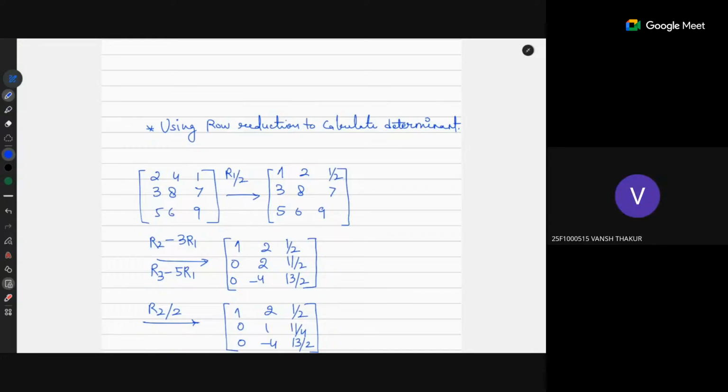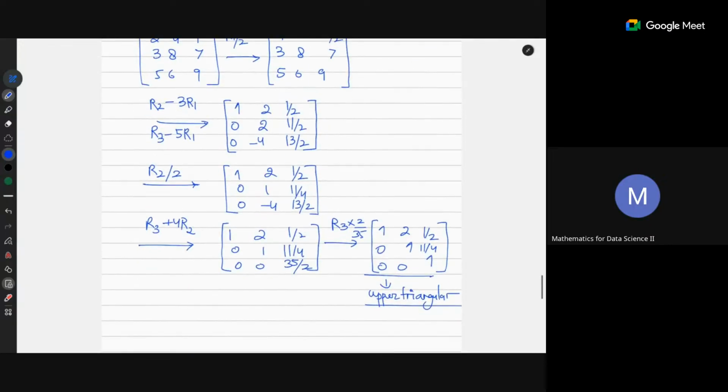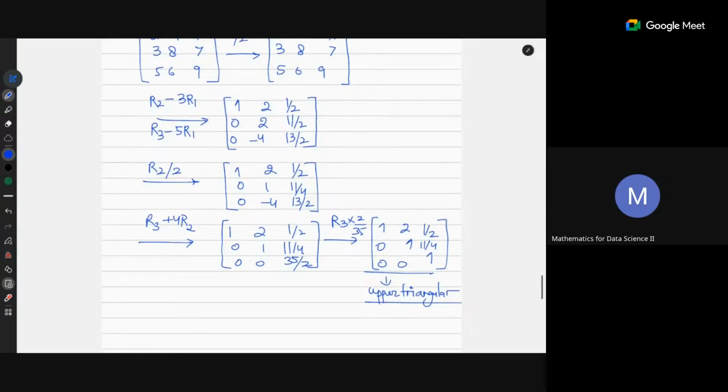Excuse me, sir. One last. Can you explain, sir, the question and this method? Right. And now how do we calculate the determinant of A using this? So now the determinant of the matrix here is 1. All right. So the determinant of this matrix is 1.